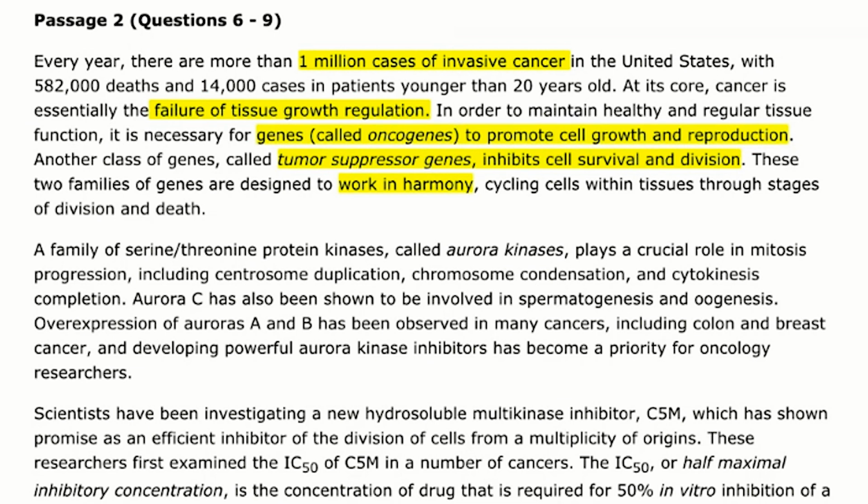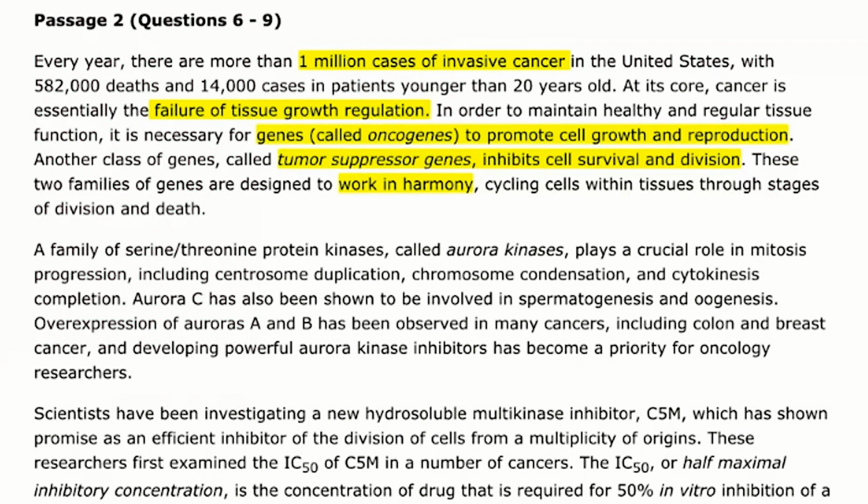So I kind of have an idea of my basic thoughts, and then I'm going to go into some more detail. So a family of serine/threonine protein kinases called Aurora Kinases play a crucial role in mitosis progression, including centrosome duplication, chromosome condensation, and cytokinesis completion. Aurora C has also been shown to be involved in spermatogenesis and oogenesis. Overexpression of Auroras A and B has been observed in many cancers, including colon and breast cancer, and developing powerful Aurora kinase inhibitors has become a priority for oncology researchers.